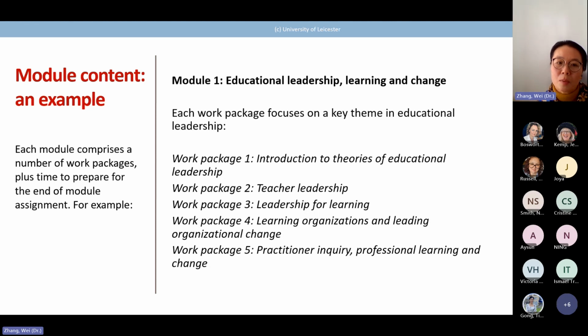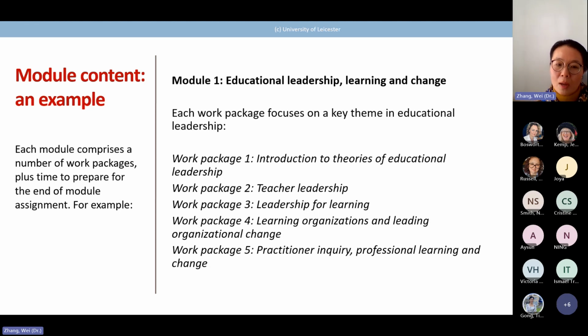For instance, the first module, entitled Educational Leadership, Learning and Change, is composed of 5 work packages. Each work package lasts for 2 weeks, and you will also have self-guided study time in between the work packages, making everything last 4 months, 16 weeks. The first module focuses on theories of educational leadership, teacher leadership, leadership for learning, learning organization, and practitioner inquiries.